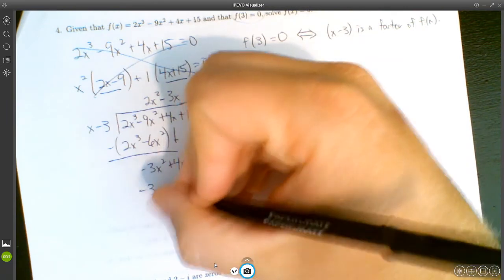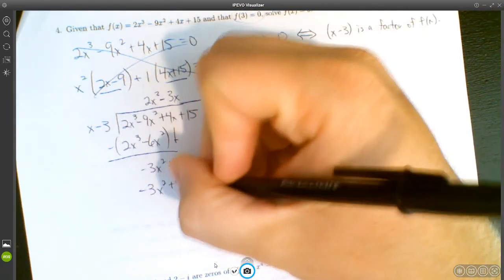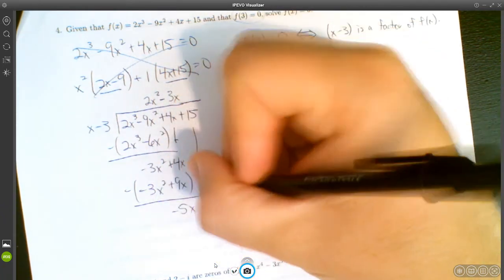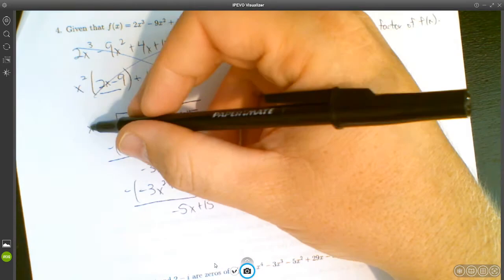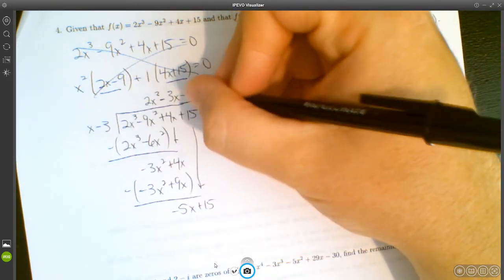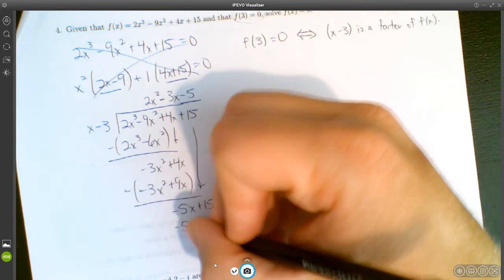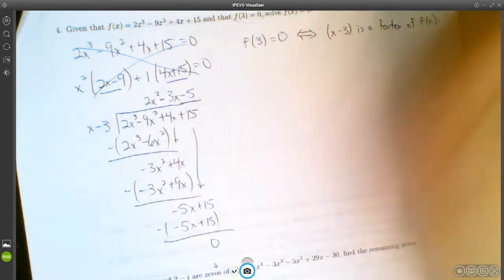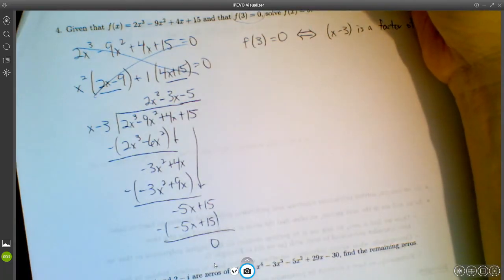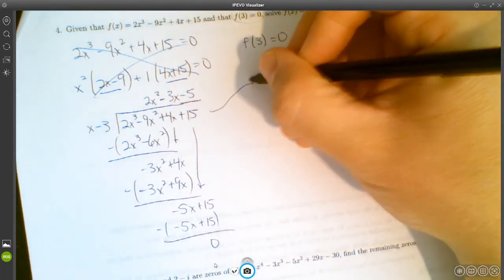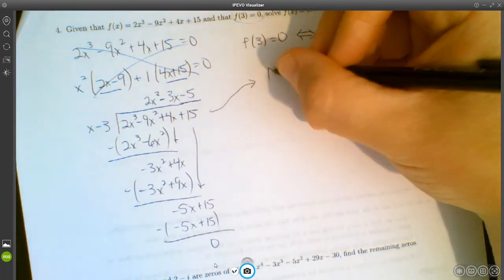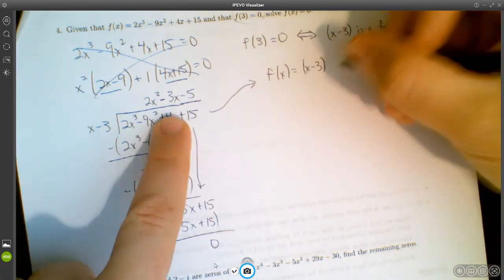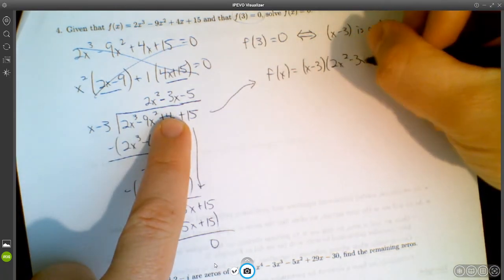So we get negative 3x squared plus 9x. We subtract and we get negative 5x. X times what is negative 5x? I think it would have to be negative 5. Negative 5 times x. Negative 5 times negative 3. And sure enough, we get a remainder of 0. So what this tells us is that f of x is equal to x minus 3 times 2x squared minus 3x minus 5.